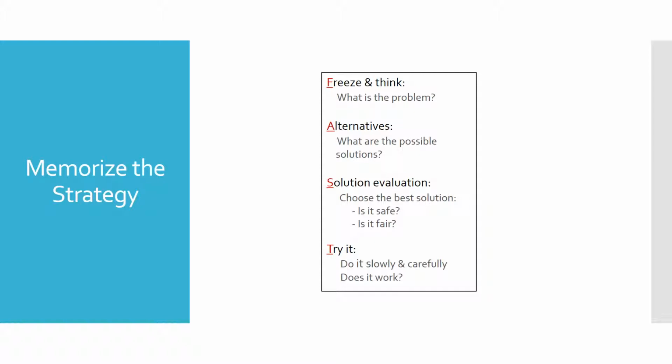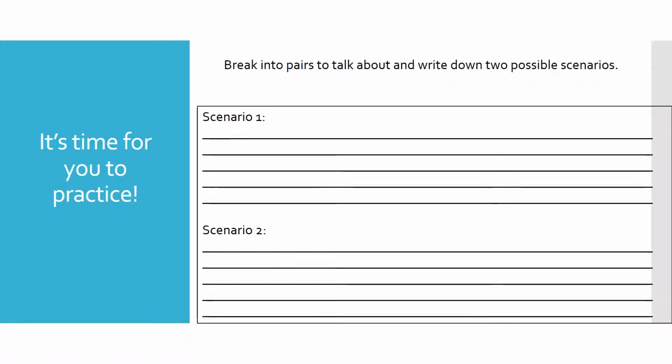So before we move on, I want to encourage you to memorize the FAST strategy. That's why I gave you handouts. When you memorize these strategies, as things come up, you'll remember what to do. All right, so now it's time for you to break into your pairs. Now you've already been broken into pairs with your trainer. So I want you to each write down and talk about two possible scenarios. So take about 5 to 10 minutes to do that together.